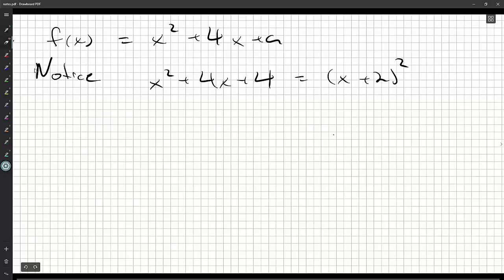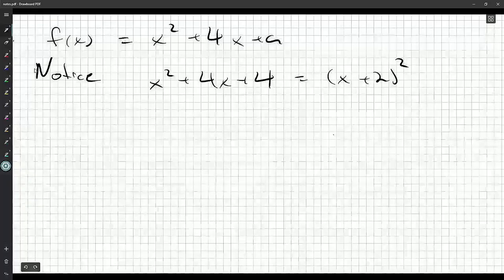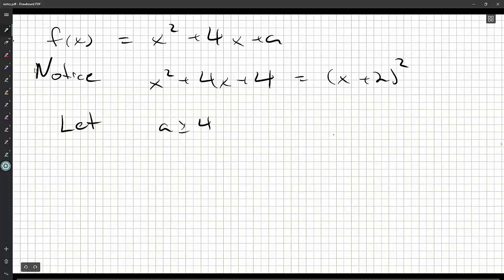Actually, because they had a root 3, didn't they? Yeah, they had this root 3 squared, so we should be able to do it for, so let a be greater than or equal to 4. Then a minus 4 is greater than or equal to 0.